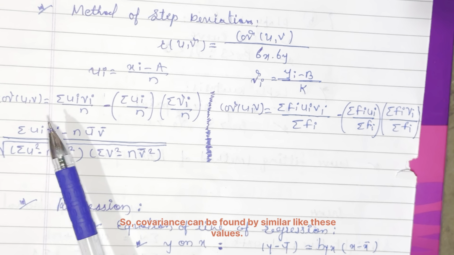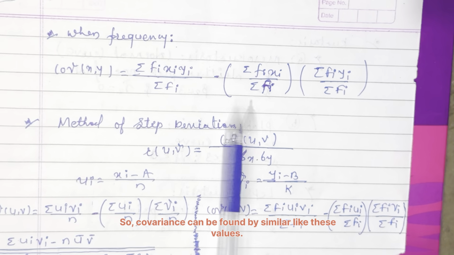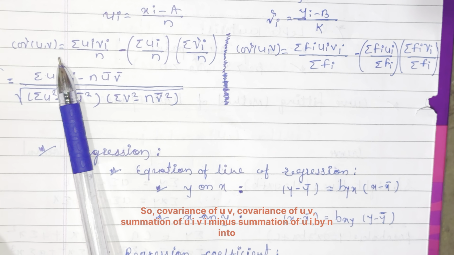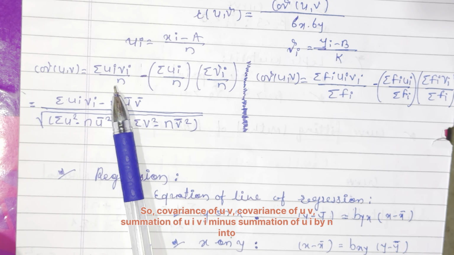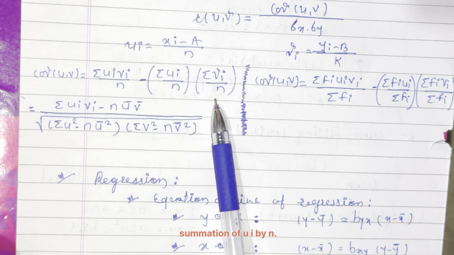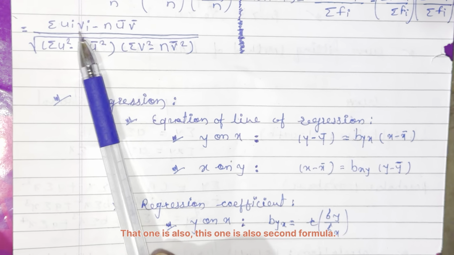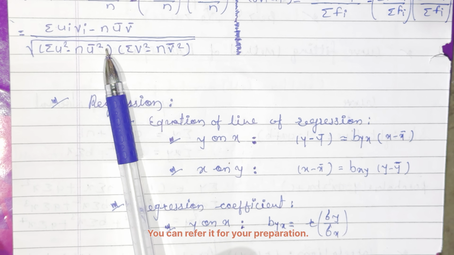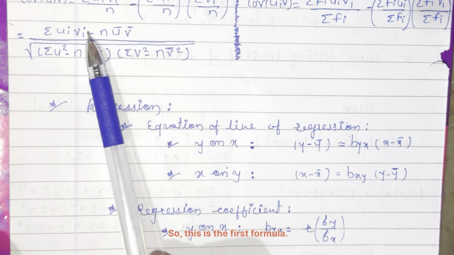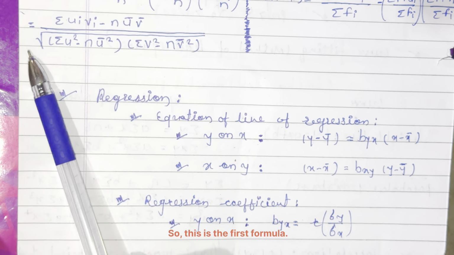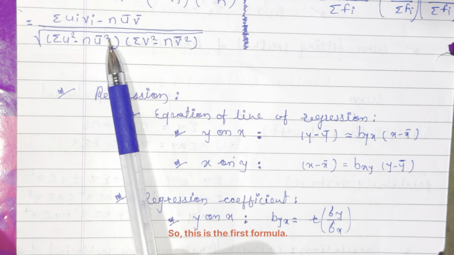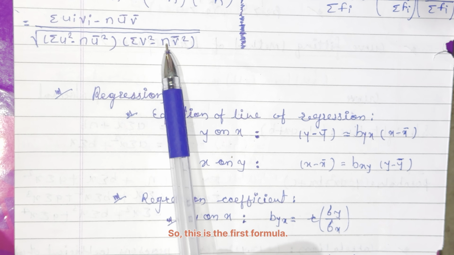So covariance can be found similarly, with xy replaced by uv only. Covariance of uv is summation of ui vi minus summation of ui by n into summation of vi by n. This is also a second formula you can refer to for your preparation. That one is easier to remember: summation of ui vi minus n times u bar v bar, upon the square root of summation of u square minus n times u bar square, and the square root of summation of v square minus n times v bar square.